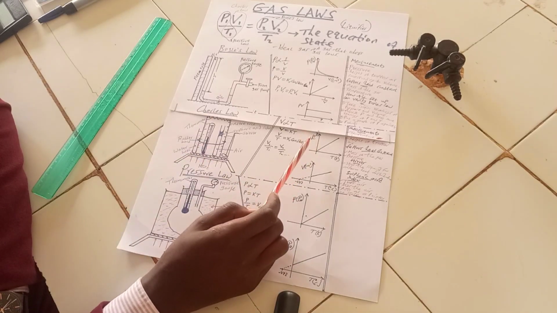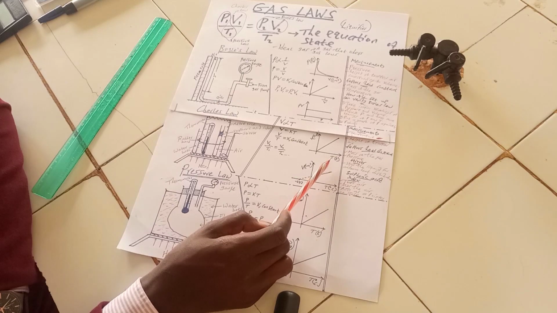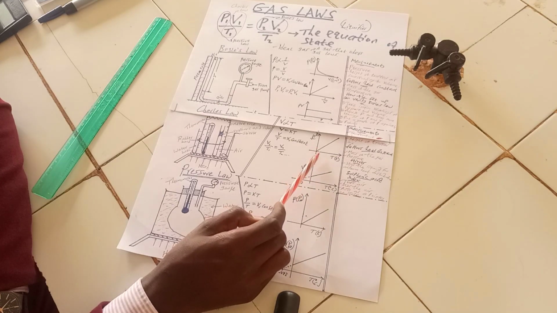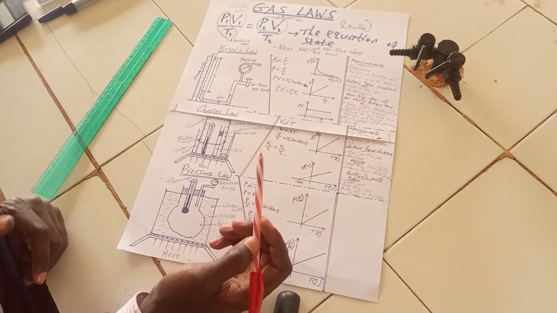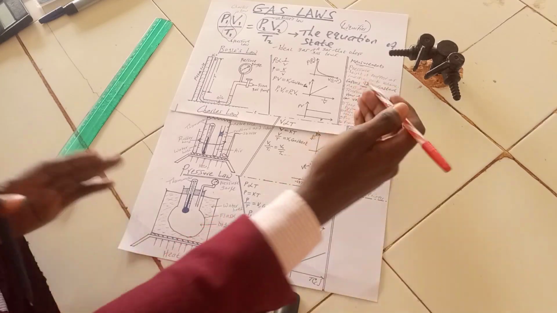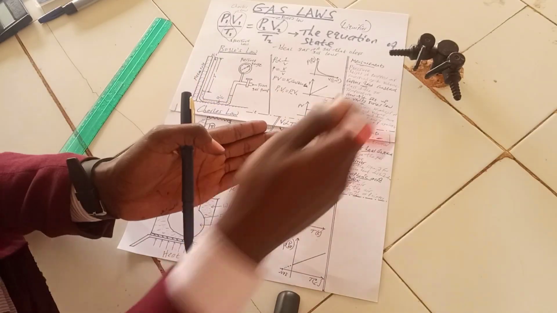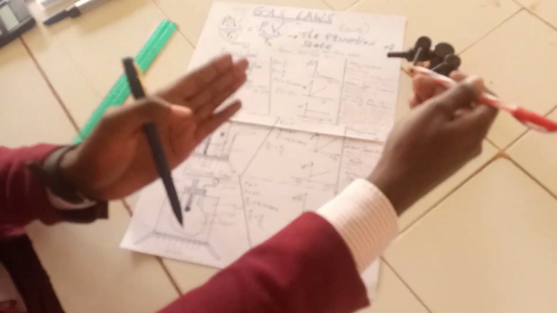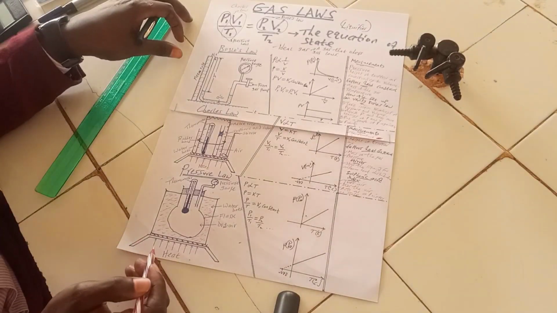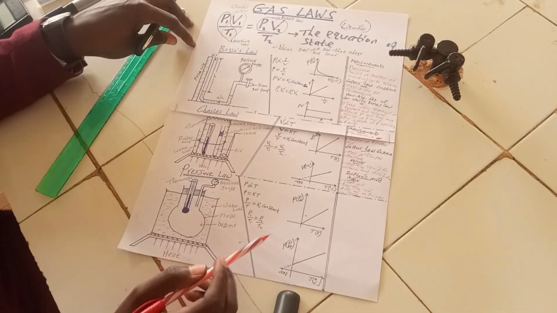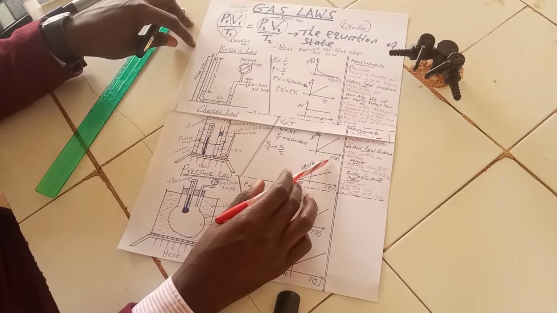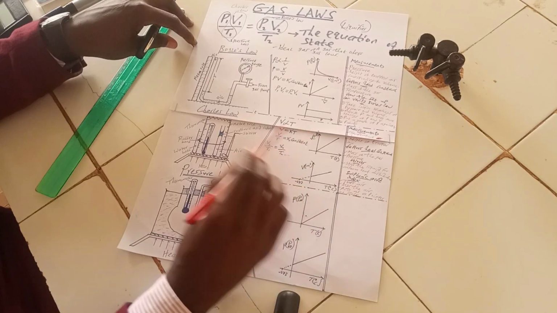Then plot a graph of volume against absolute temperature. So the graph is a straight line passing through the origin and with a positive gradient. Remember, we know the gradient is positive when the right hand here is above the left hand here. The graph is like this, so it has a positive gradient showing that volume of a fixed mass of a gas is directly proportional to absolute temperature at constant pressure.